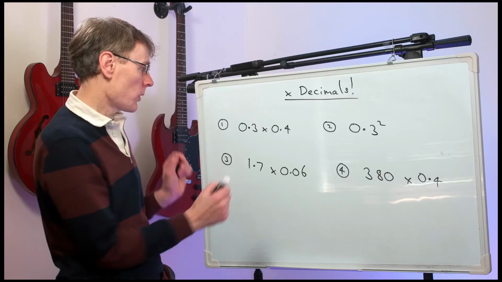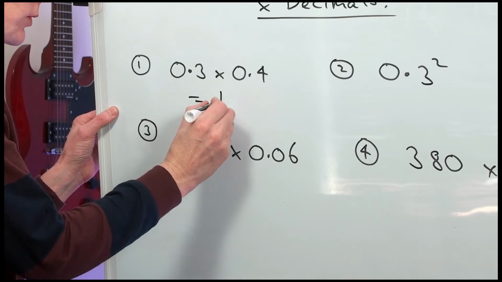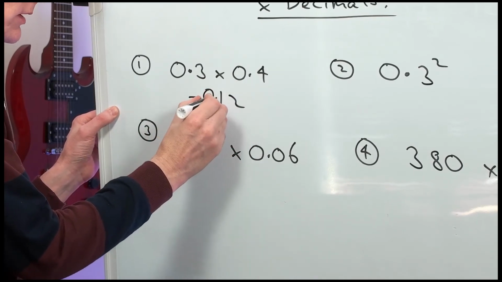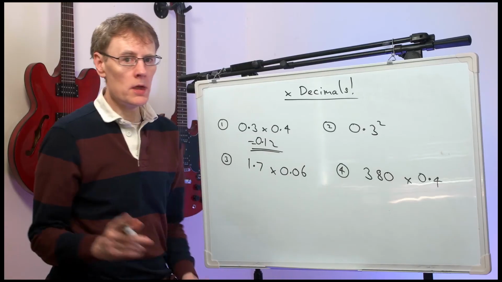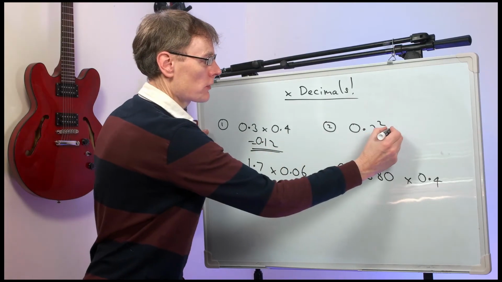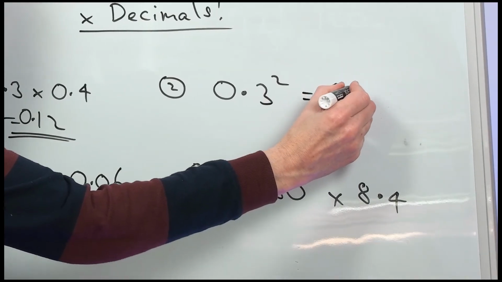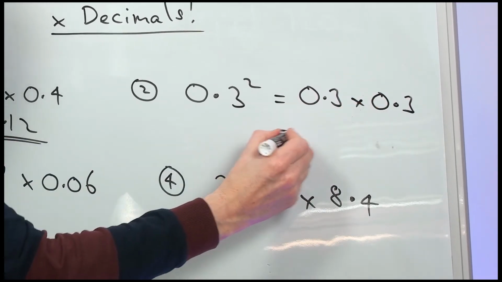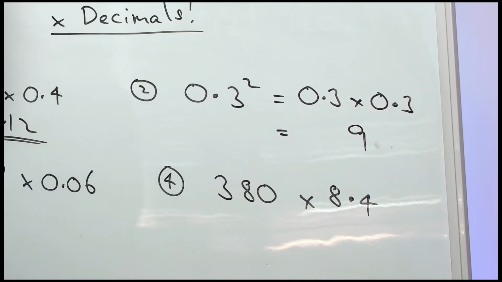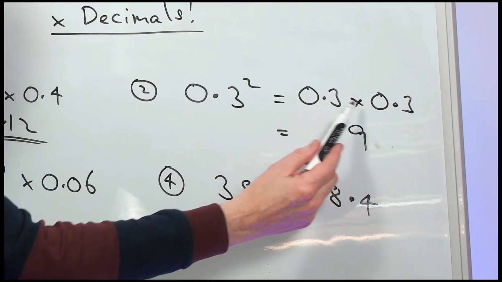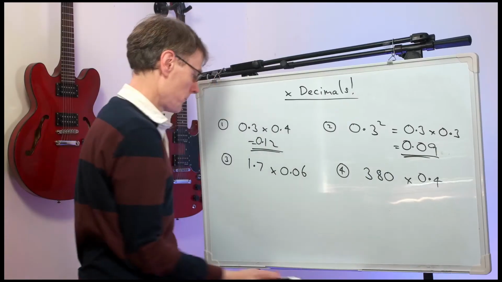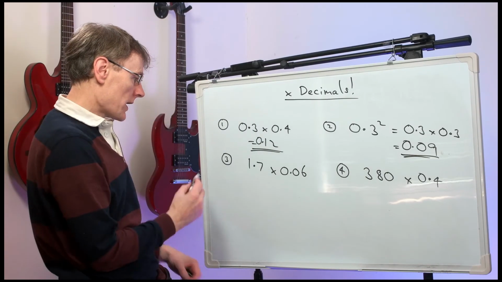Right, answers. Number 1, 3 times 4 is 12. That's too big. Make it 100 times smaller, 0.12. Number 2, 0.3 squared means 0.3 times 0.3. 3 threes are 9. That's much too big. We divide by 10, 100 to get 0.09.